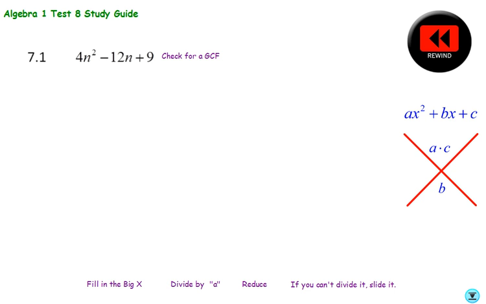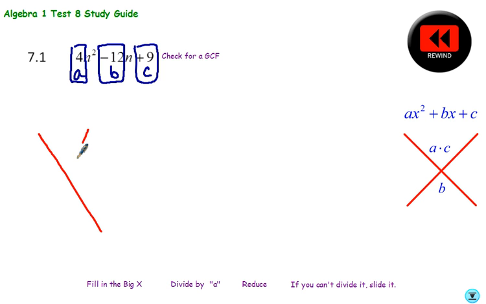As far as our A, B, and our C, let me go ahead and label that. There's my A, there's my B, and there's my C. I do like labeling the A, B, and C just so that when I'm filling in the big X, I can look up at it and I've already got it labeled. When I go to divide by A, same thing. I can see what my A is equal to. So I got A times C, which would be 4 times 9, which would be 36. And then I got a negative 12 on the bottom.